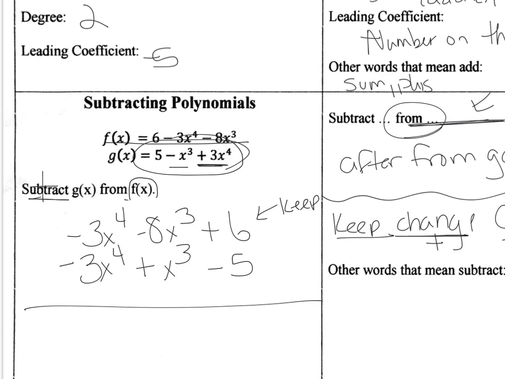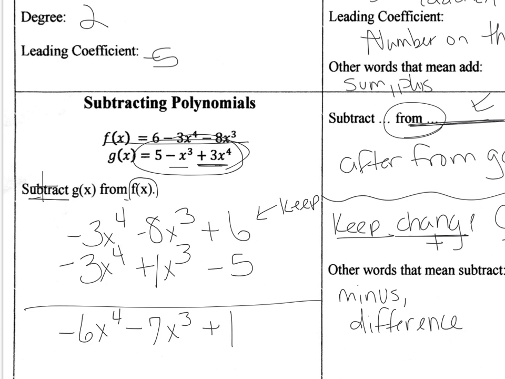And then we just add like we did on the top one. Negative 3 is negative 6. Negative 8x cubed, remember there's a 1 there, and a positive 1 is negative 7. And 6 minus 5 is 1. Okay, so you remember other words that mean subtract would be minus, difference. So those are other words that mean subtract.